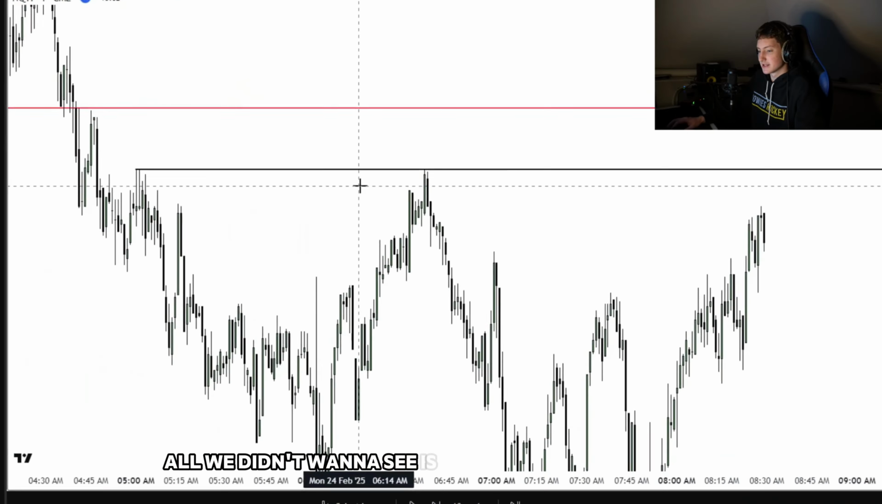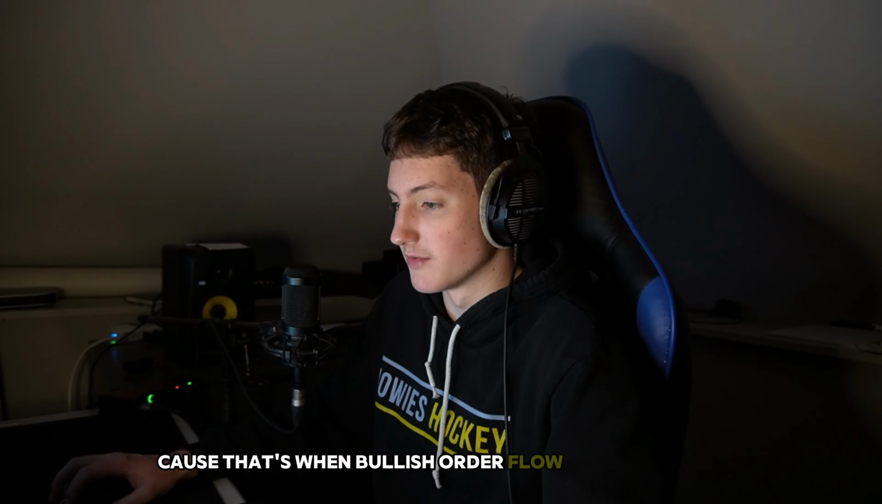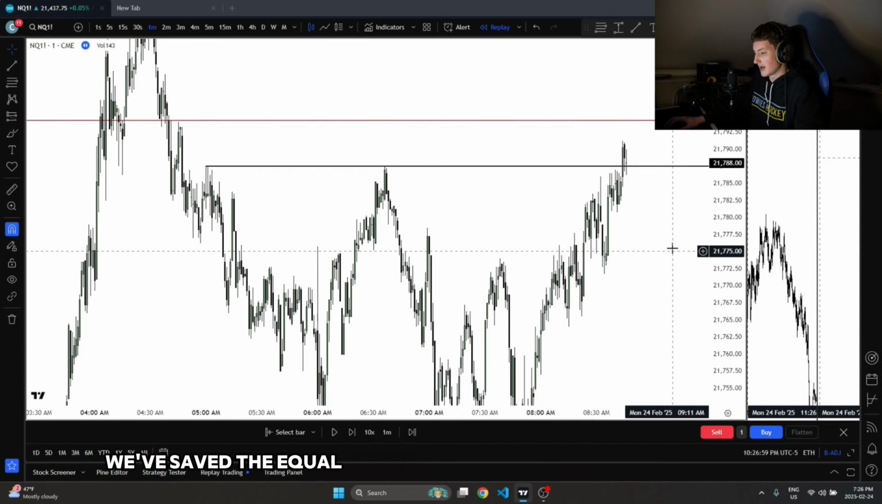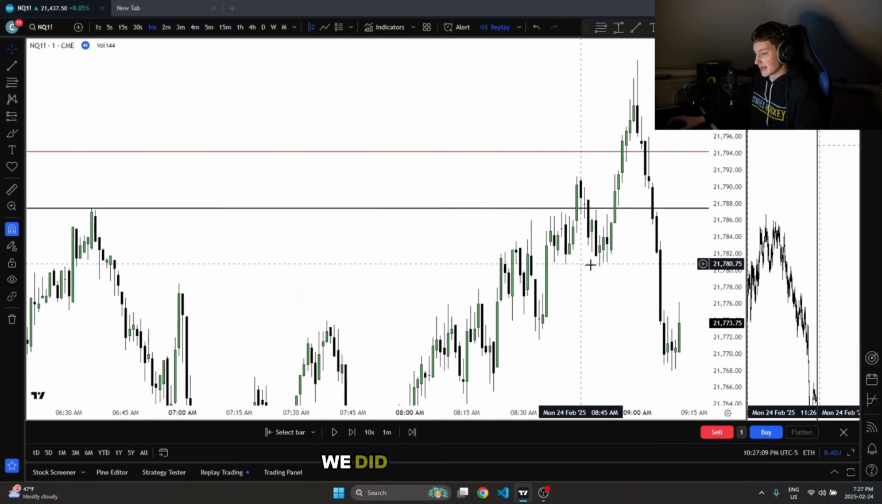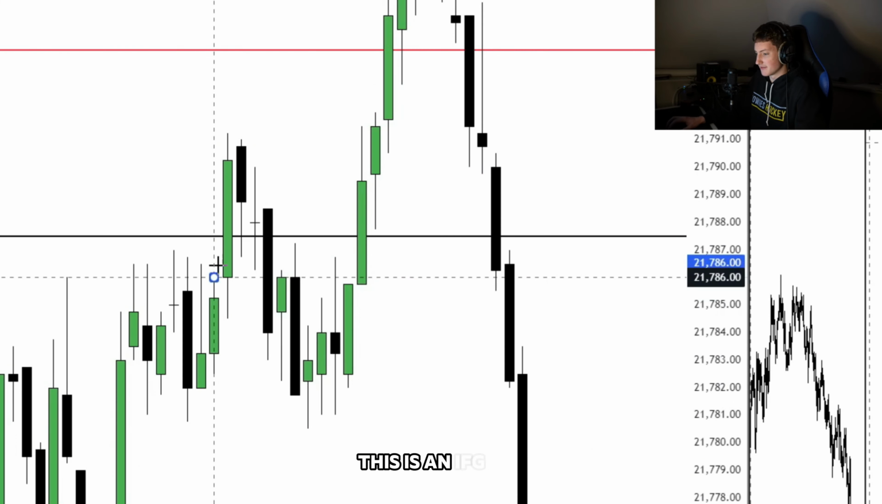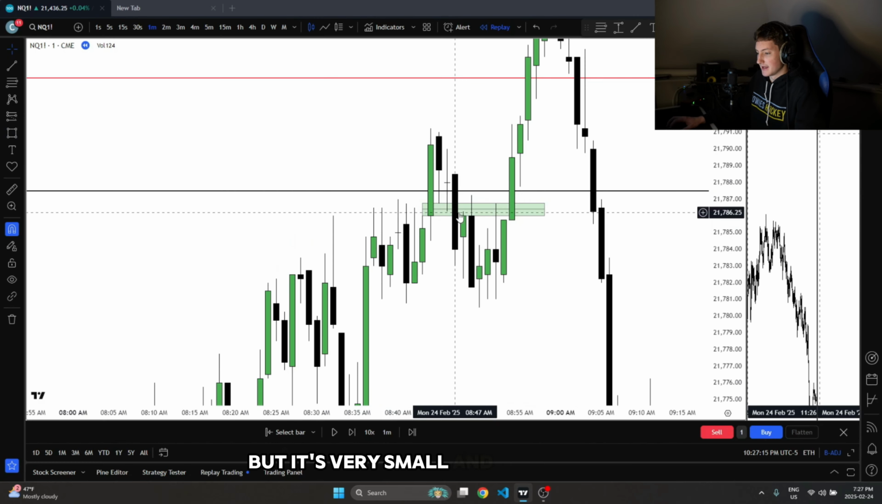All we want to see is just these highs get swept, and then we're going to wait for an IFVG on the 1 minute, because that's how we enter the market, because that's when bullish order flow is disrespected. So boom, we sweep the equal highs right here, and as we can see, we did get an entry. You might be thinking, oh, this is an IFVG. Yes, but it's very small and insignificant.